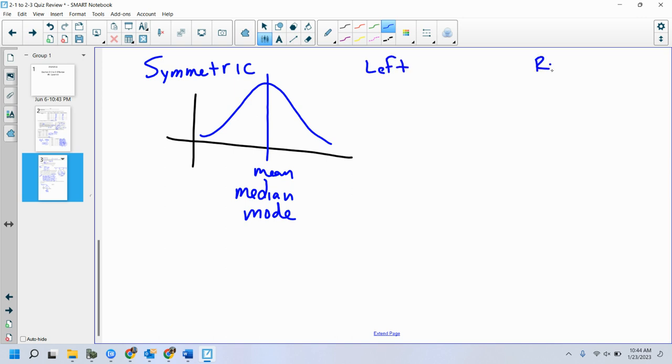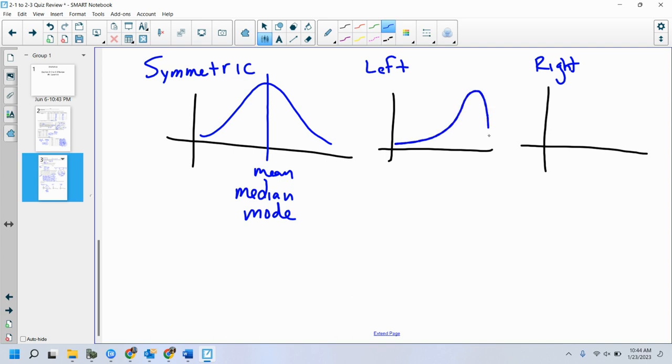So now let's talk about the right and left. Now remember, the direction of the skew is where it was pulled, where the outliers are pulling it. Also, where is the tail? The tail is long on the left side. That's a skew left. It's pulled left, not where the bump is, but where it was pulled. So therefore, skewed right means the tail is on the right side.